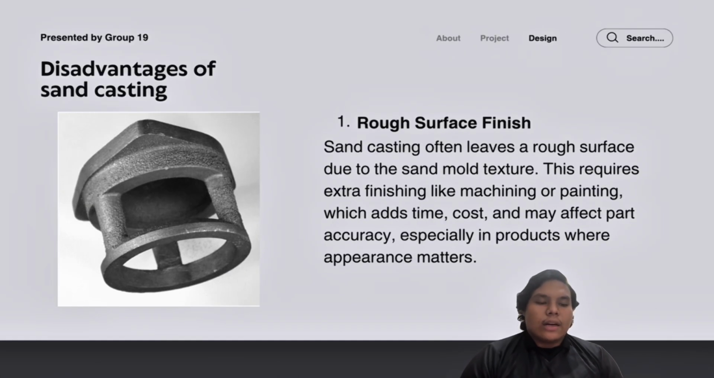Sand casting often leaves a rough surface due to the sand mold texture. So sand casting requires extra finishing like machining or painting, which adds time and cost, and may affect part accuracy, especially in products where aesthetics matter.